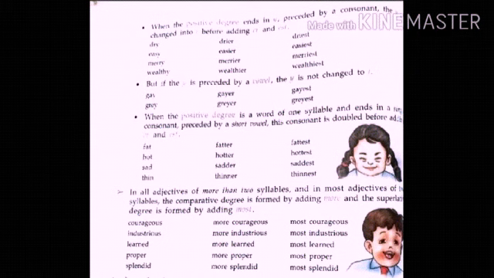The next rule: in all adjectives of more than 2 syllables and in most adjectives of 2 syllables, the comparative degree is formed by adding more and the superlative degree is formed by adding most. For example, courageous, more courageous, most courageous. Industrious, more industrious, most industrious. So dear students, in that way we have seen some of the rules about the formation of comparative and superlative degrees.